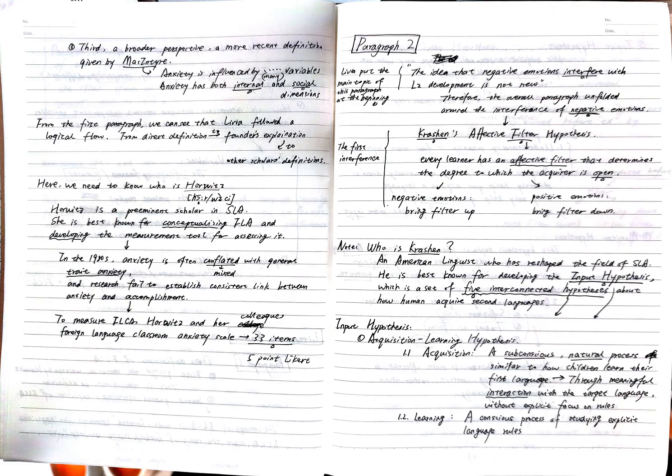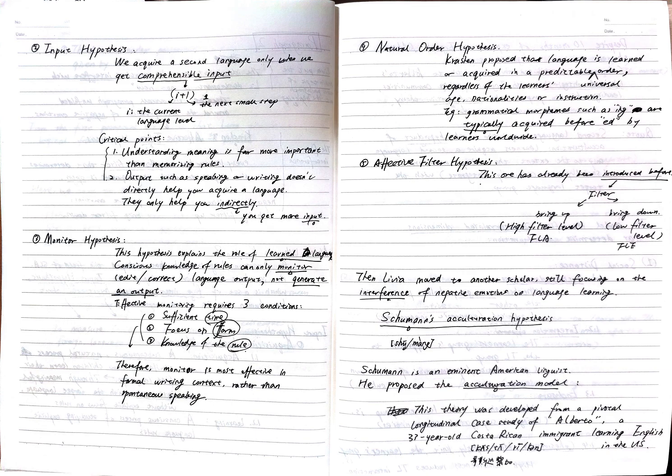So what is comprehensible input? Well, comprehensible input means I plus 1. I is the current language level, and 1 means the next small step. So you can just understand this in this way: based on your current stage, you make a small step further, which means I plus 1. So there are 2 critical points.